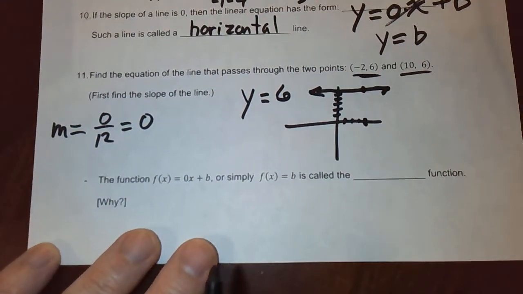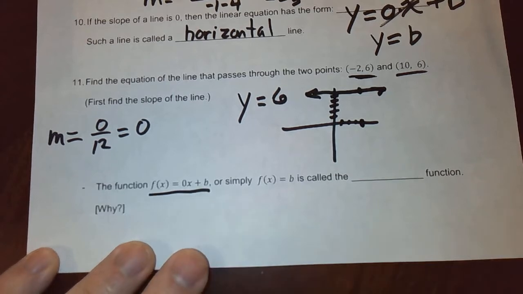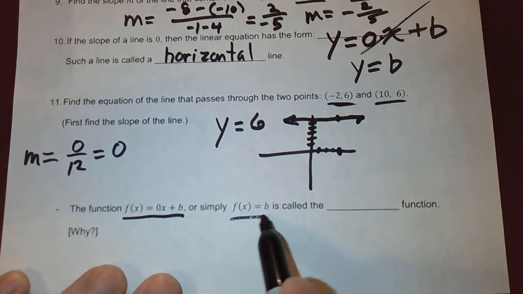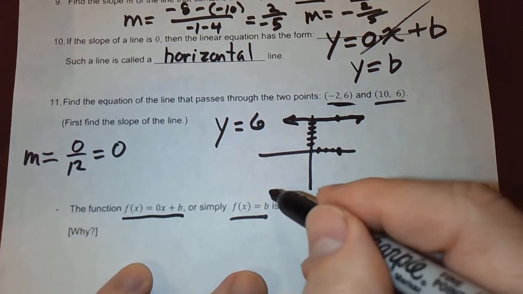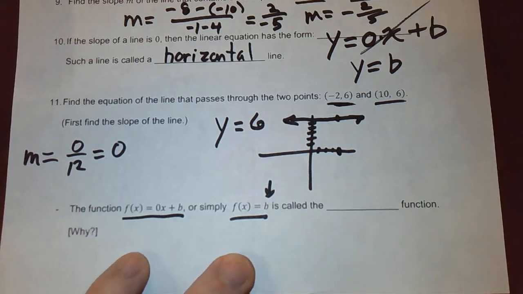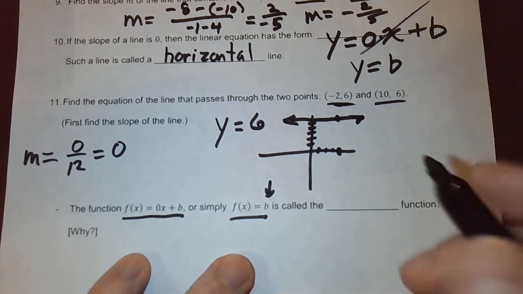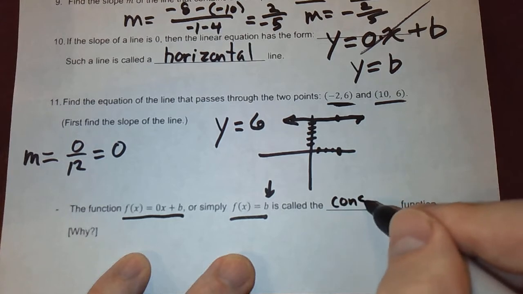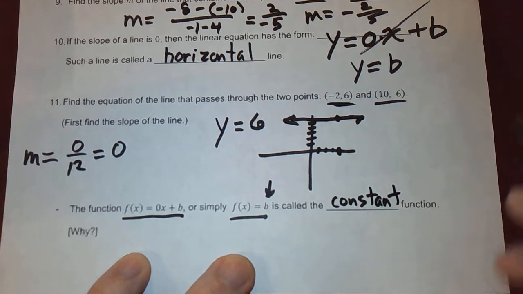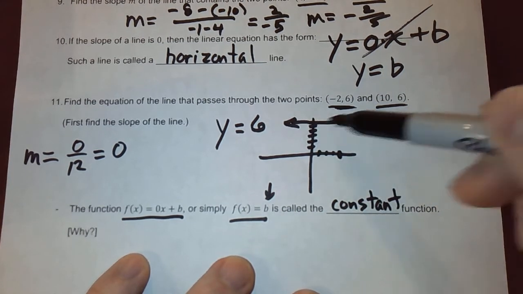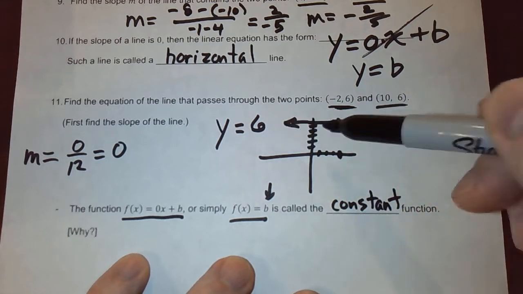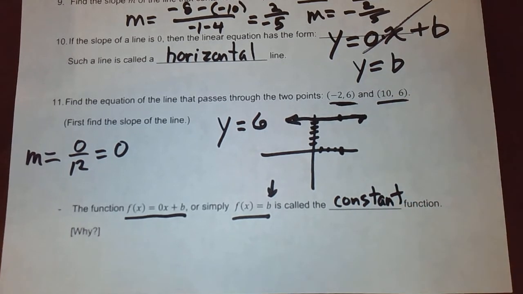All right, well, let's see. This function, or f of x equals b, we already showed that b being just a number means this is a horizontal line. It can be called the constant function. I already mentioned that. Simply because the height of the function never changes. It's a horizontal line, so it never goes up and down. So it's the constant function.